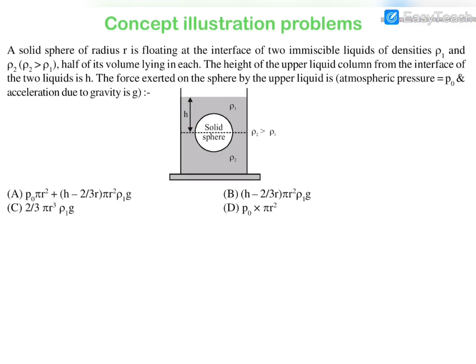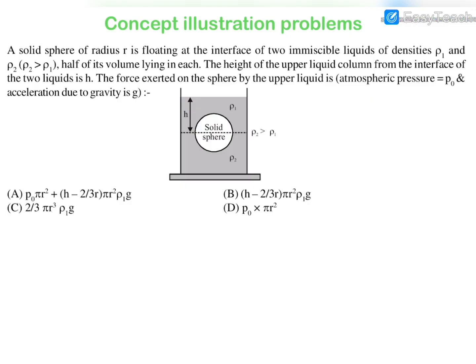In this question, you can see that there is a container which contains two immiscible liquids of density ρ1 and ρ2. Obviously, the lighter liquid is ρ1 and the denser liquid is ρ2. There is a sphere whose half volume is in the upper liquid and the other half volume is in the lower liquid, and this sphere is floating in equilibrium on the interface of these two liquids. The height of the column of liquid 1 is h, and we have to find out the force exerted by this liquid on the upper hemisphere.